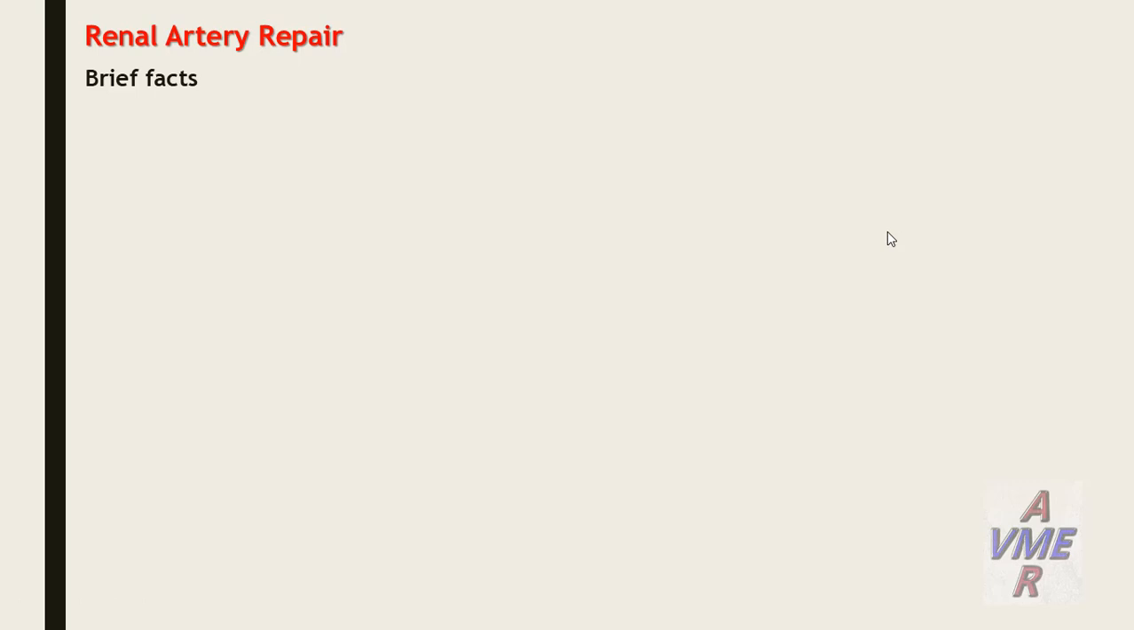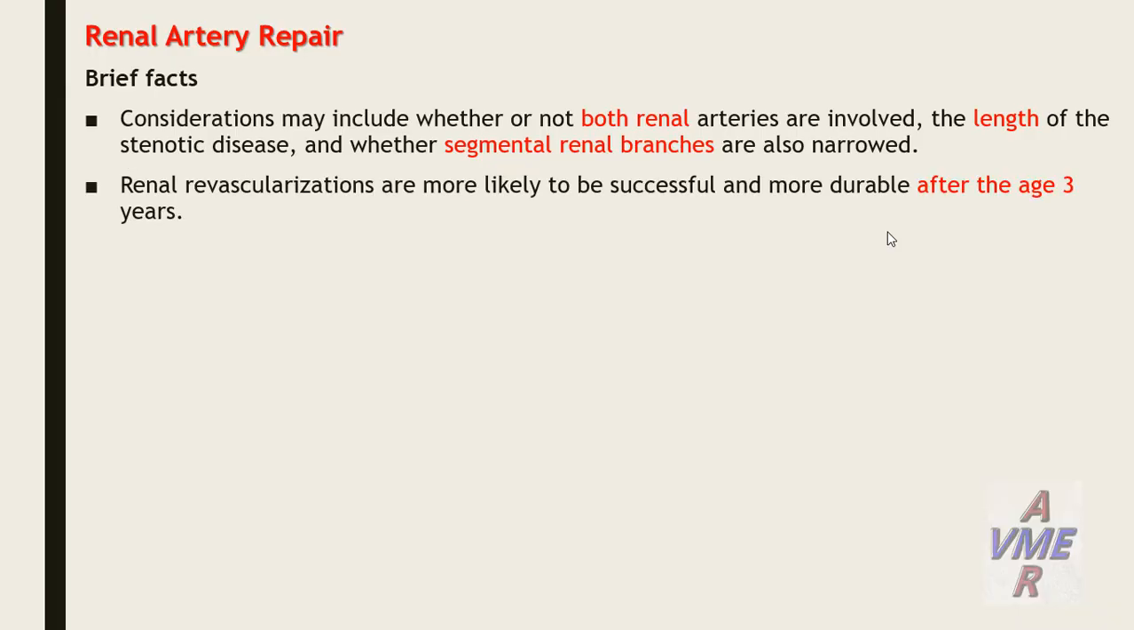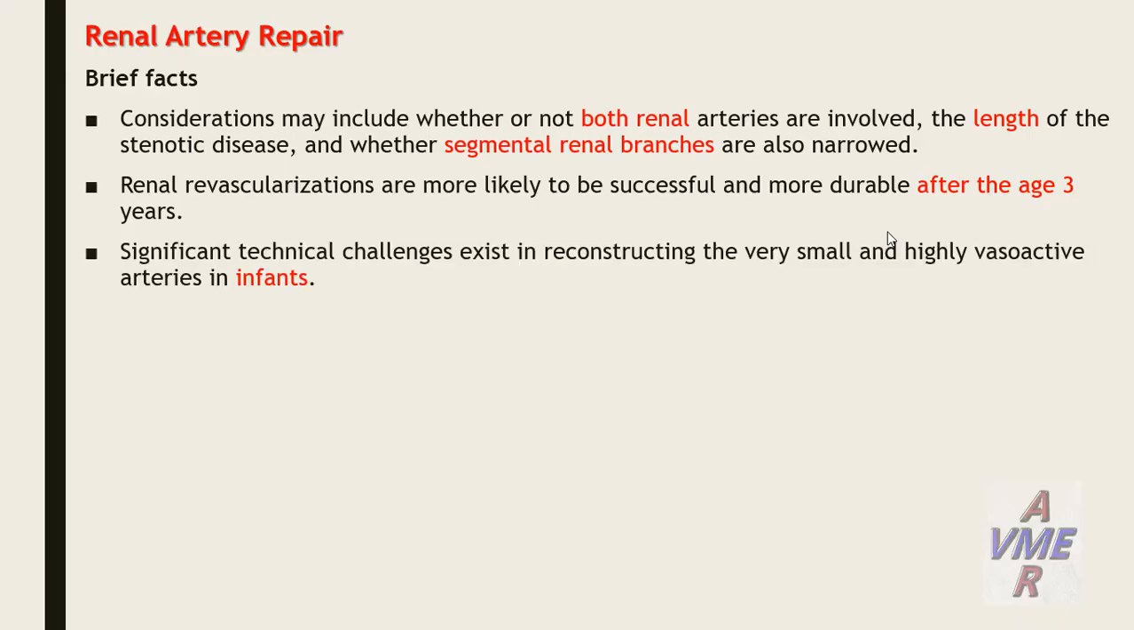Renal artery repair. What are the open or surgical options for renal artery repair? Brief facts: considerations may include whether or not both renal arteries are involved, the length of the stenotic disease, and whether segmental renal branches are also narrowed. Renal revascularization is more likely to be successful and more durable after the age of 3 years. But in the case of an infant, a technical challenge exists in reconstructing the very small and highly vasoactive arteries.